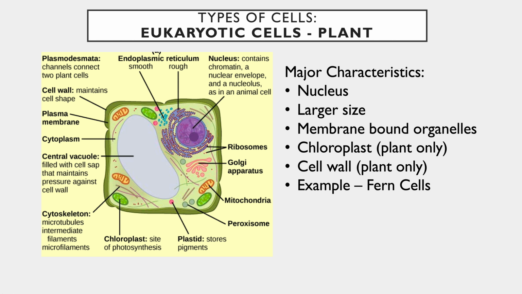The second group of eukaryotic cells is the plant cell. This is a drawing of a fern cell, which has all of the major organelles identified. Functions of each we'll discuss later in the lecture, most of which will be identical to the functions in the animal cell. The major characteristics to be noted here are the nucleus, the larger size compared to prokaryotic cells, and the membrane-bound organelles, and in plants only, two other organelles called the chloroplast and the cell wall.